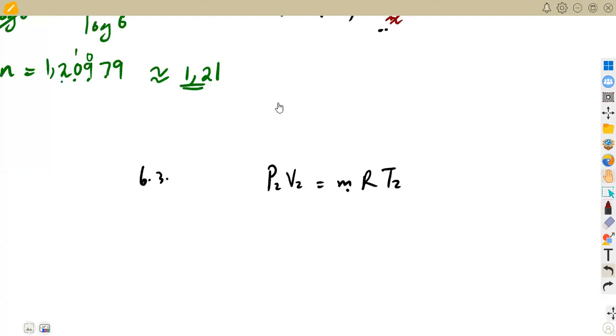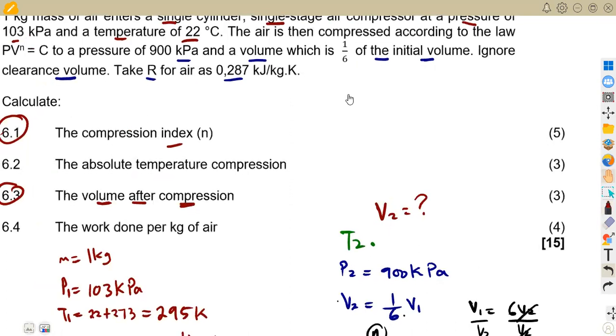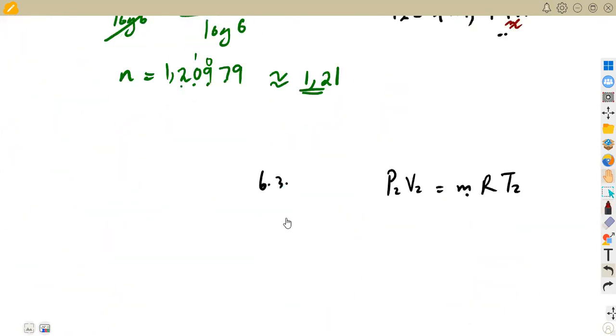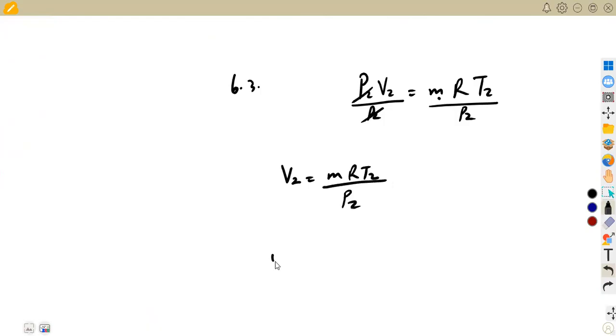So P2 V2 will be equal to MRT2, and we have to calculate the volume, which is our V2 in this case. Remember, our question here is to calculate the volume after compression, which is V2. So we can make V2 the subject by dividing by P2 on both sides. At the end, we're going to have V2 as MRT2 over P2.